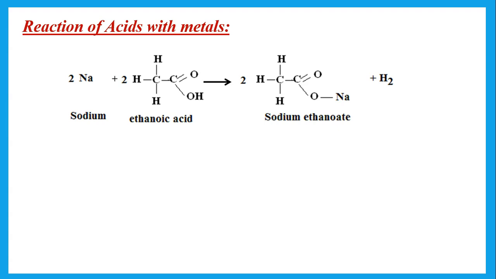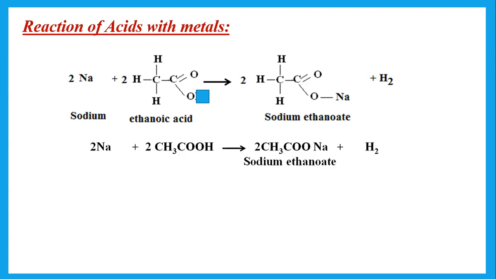So, reactions of acids. Acids react with metals, just like the normal inorganic acids. An acid reacts with a metal to give the salt plus hydrogen gas. Here, what is the salt? Remember that the salt is removing the H of the acid and putting the metal. So sodium plus ethanoic acid gives sodium ethanoate plus hydrogen gas. This is how you write it in a structural formula.